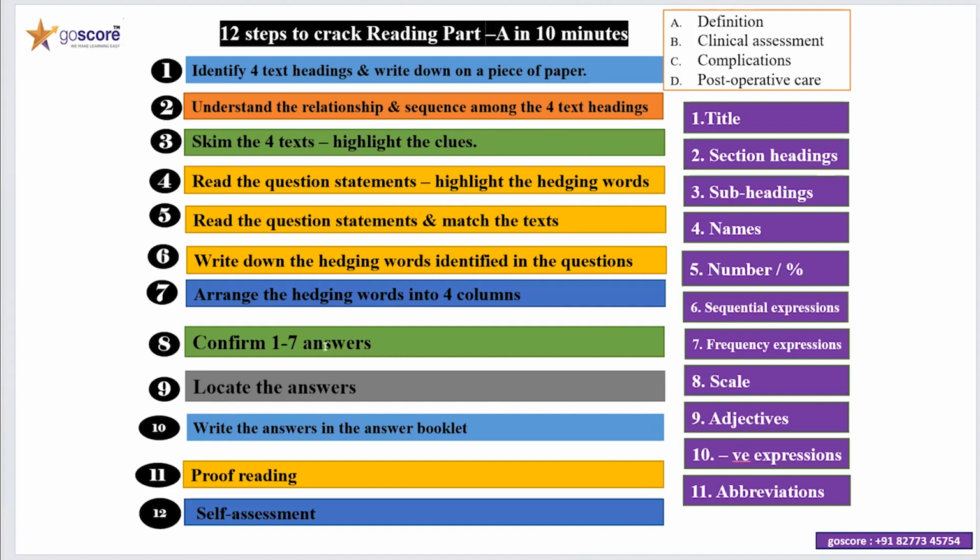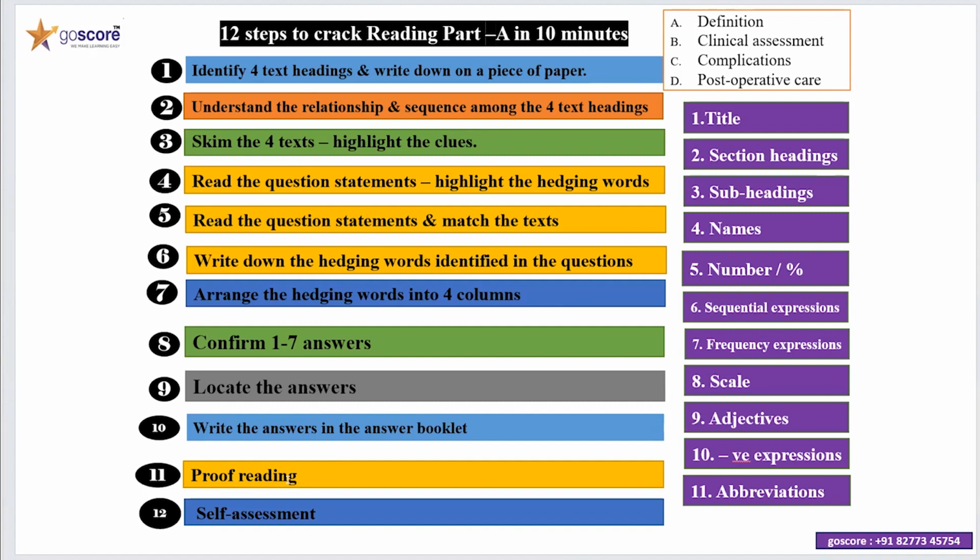So we have matched the following text. Questions one to seven, you can answer those. Then for the other questions, locate the answers and write the answers in the answer booklet. Proofreading, self-assessment. When you are writing the answers in the answer booklet, you have to check the spellings. That is the proofreading.